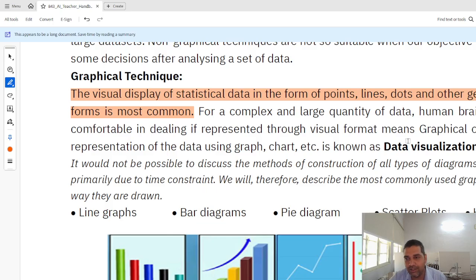Because from birth you started learning by seeing images. Your mother taught you, this is the apple, this is the banana, he is your father, he is your brother. By seeing the images you related that image with some name. So the graphical or pictorial presentation of data using graphs and charts is known as data visualization. So what is data visualization? If you represent the data in visual format, that is called data visualization.